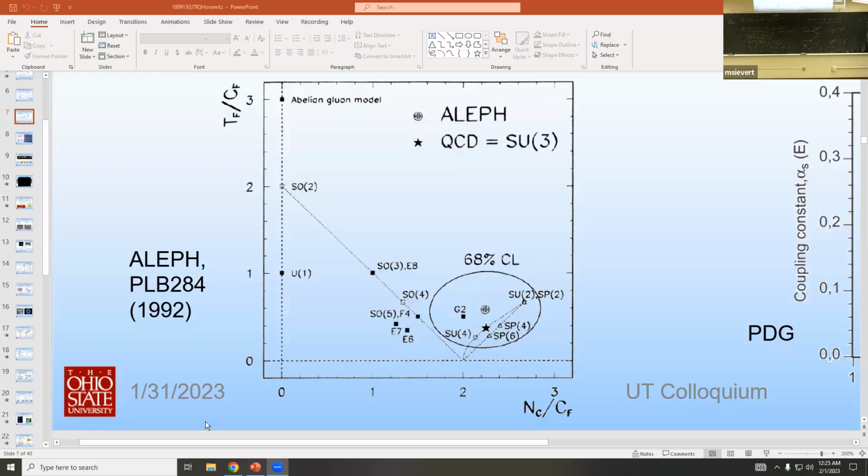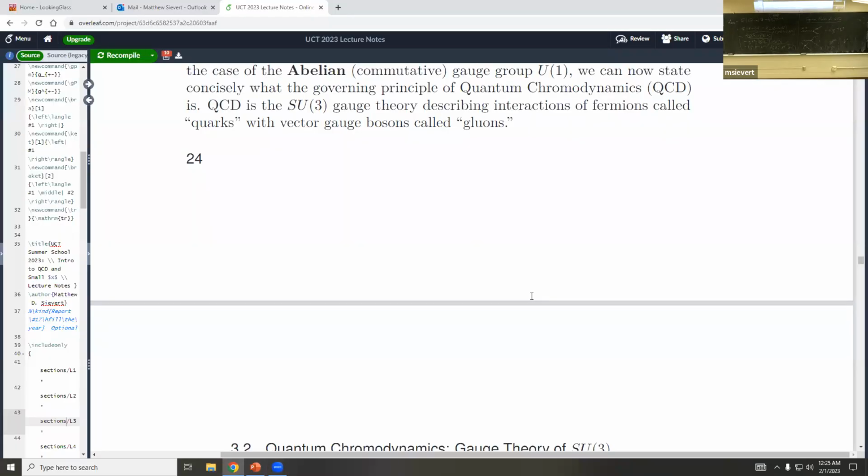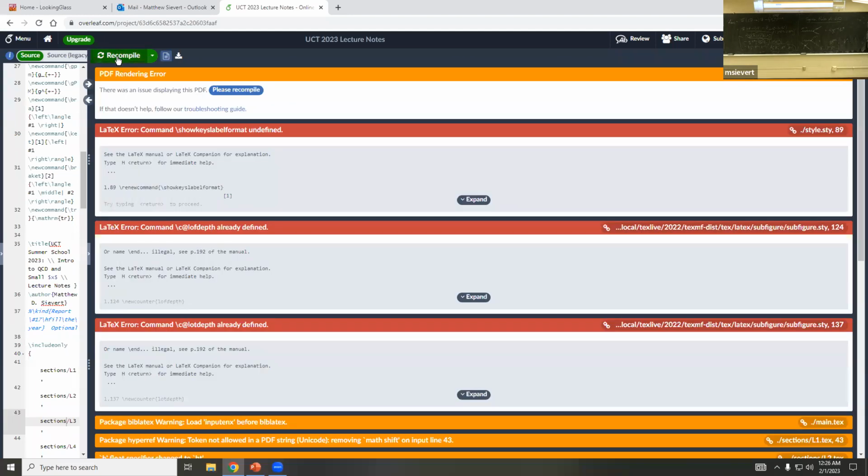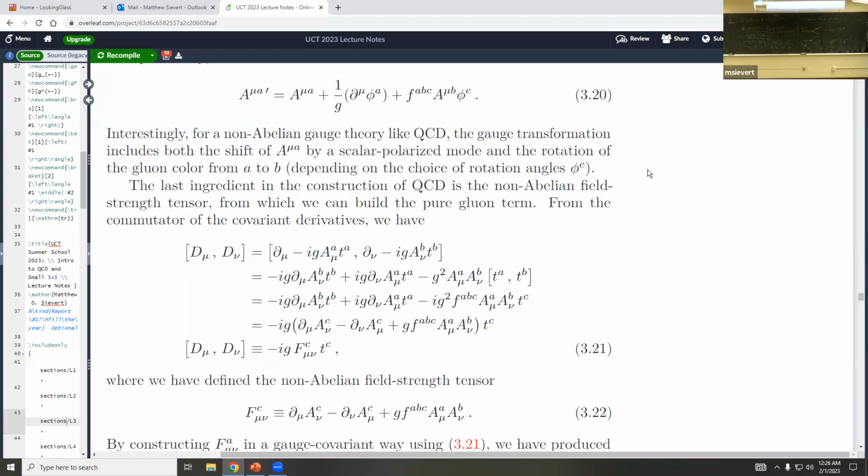let me jump to the notes. Oh, recompile. Sorry, I guess this part would have been faster if I had a separate PDF.